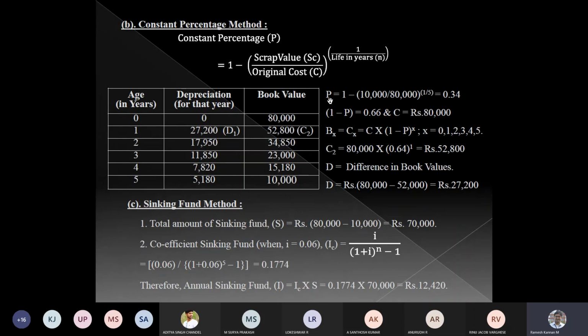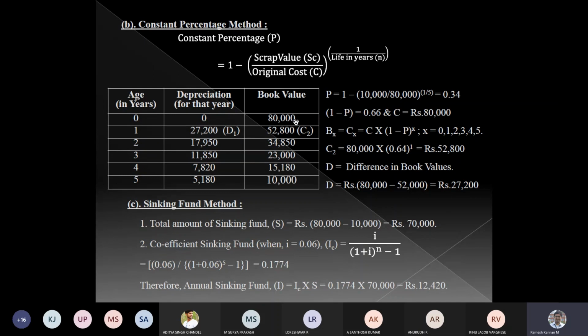Once you find P, we have to find 1 minus P, which is 1 minus 0.34, which is 0.66. This is very important in the calculation. Remember, sometimes people multiply C into P power x, but that's wrong. It is C into (1 minus P) power x. That will be the value. Then finally, in the constant percentage method, we'll be finding the book value. Book value equals original cost multiplied by (1 minus P) the whole power x.